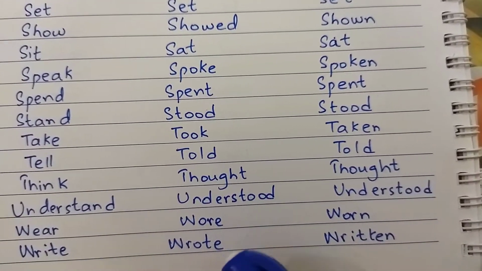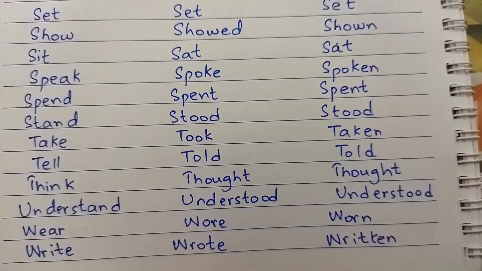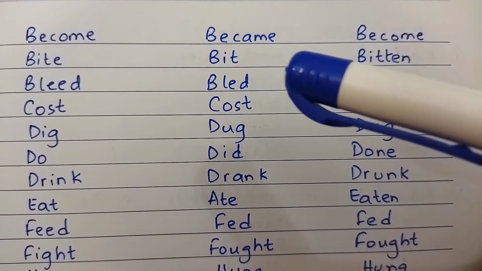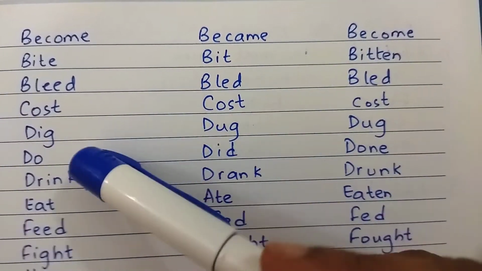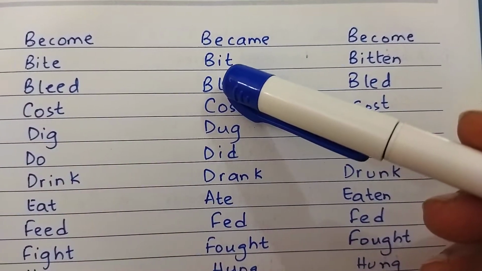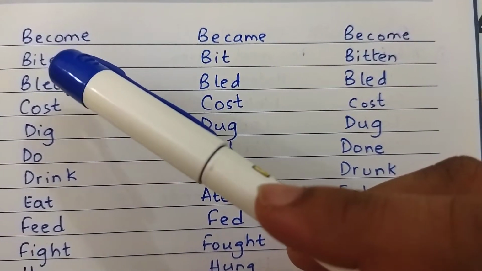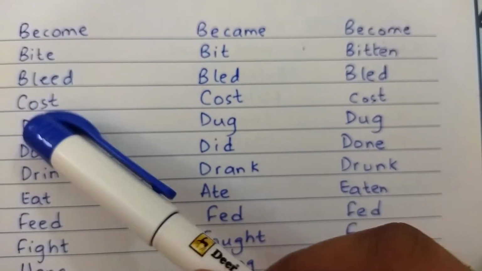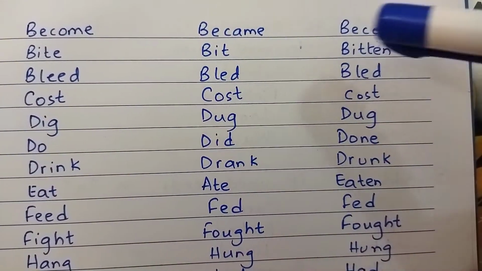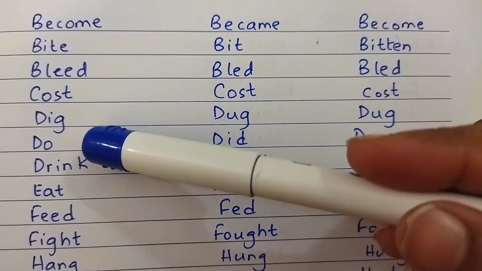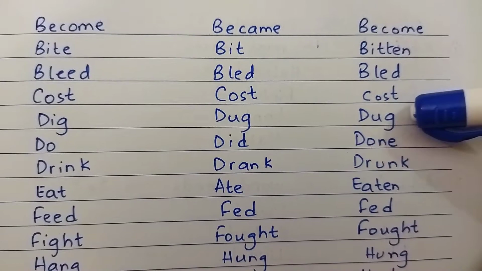Write, wrote, written. Become, became, become. Bite, bit, bitten, right? Bite means to cut something with your teeth. Bleed, bled, bled. Cost, cost, cost.